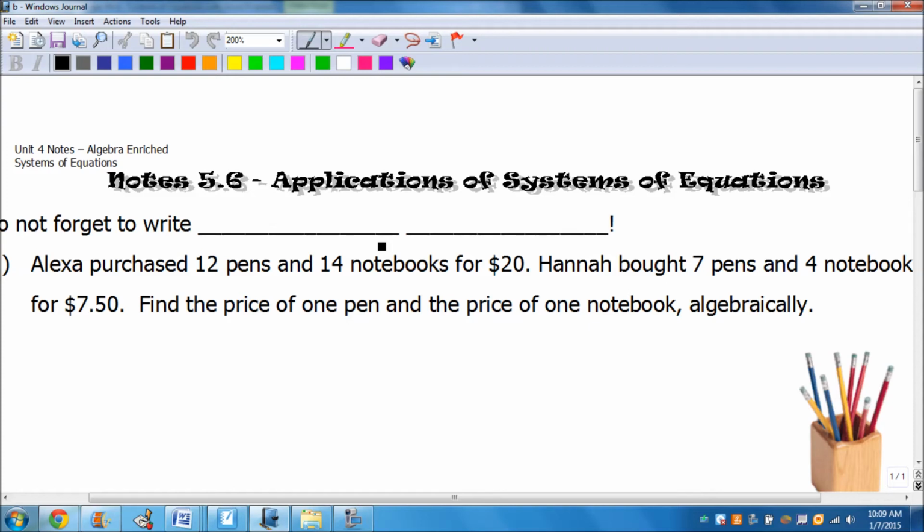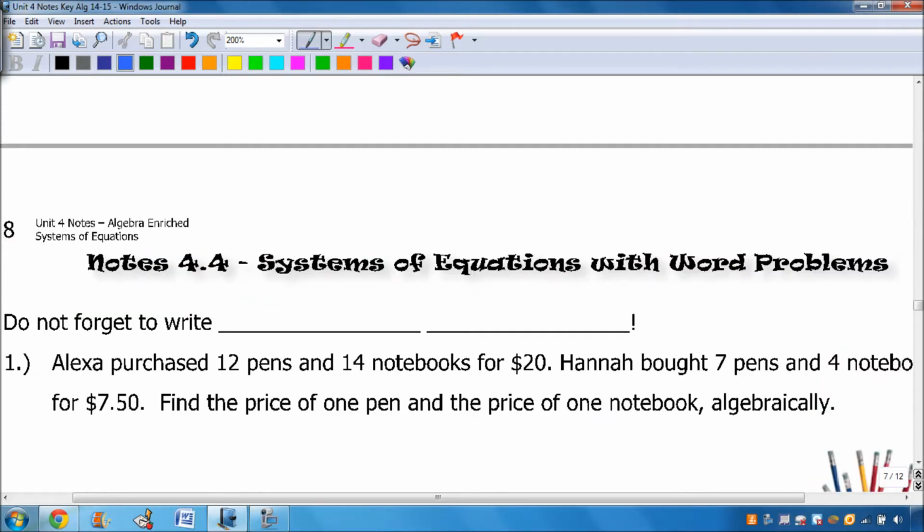All right, notes 5.6 are on applications of systems of equations. When you're watching your video, it will say notes 4.4, but it's exactly the same. Do not forget to write let statements. So we need to make sure that we are doing everything that we talked about in our unit a couple units ago about solving any type of equation.